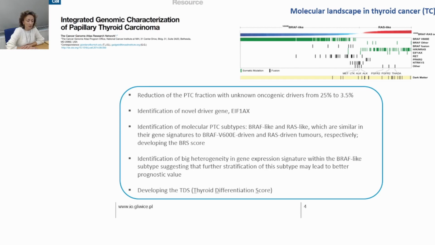papillary thyroid carcinomas were analyzed, and this study enabled the reduction of the PTC fraction with unknown oncogenic drivers from 25% to 3.5%. This project also enabled identification of novel driver genes, and what is the most important thing, it introduced a classification of PTCs into two molecular subtypes, BRAF-like and RAS-like, which are similar in their gene signatures to BRAF V600E-driven and RAS-driven tumors.